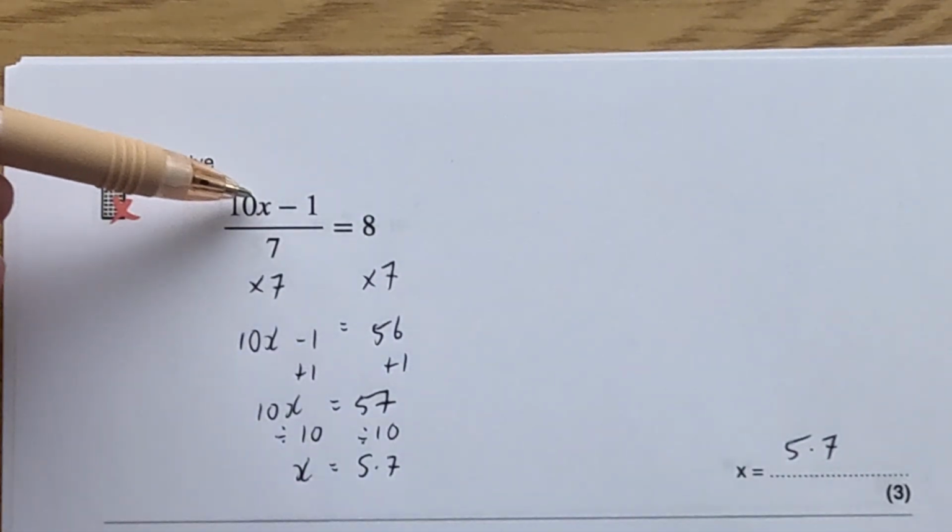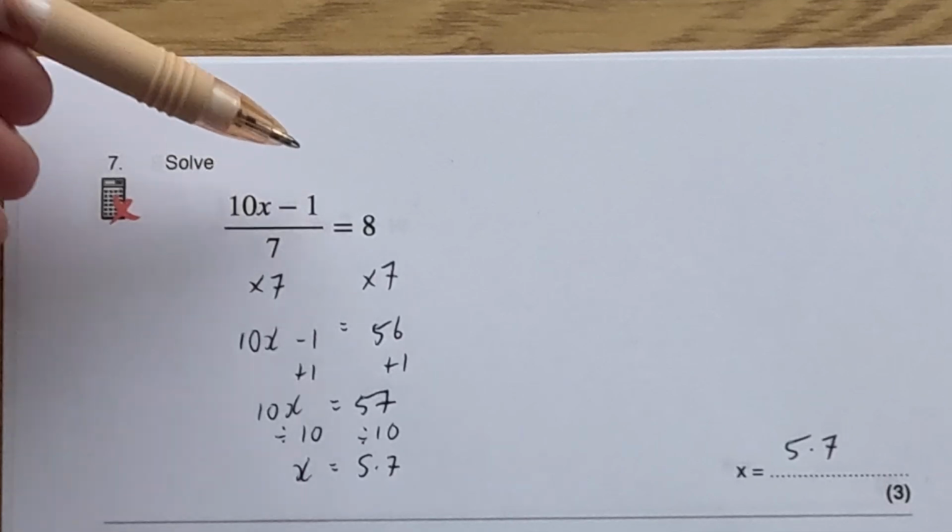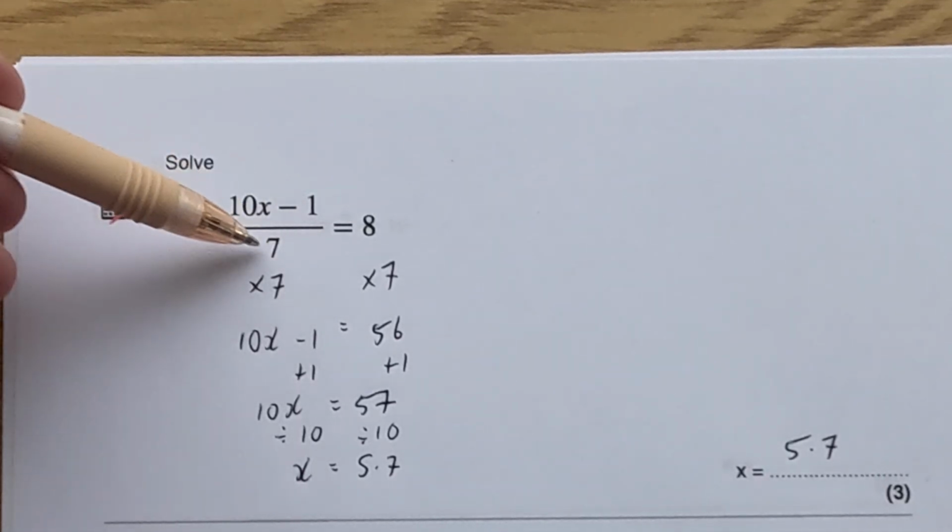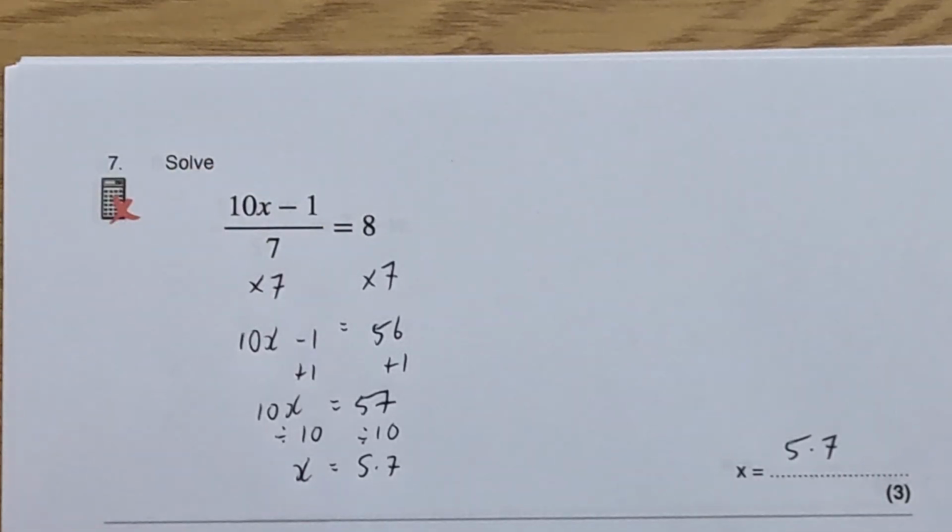10 times 5.7 is 57, minus 1 is 56, and 56 divided by 7 is equal to 8. So that's it, we've got it right.